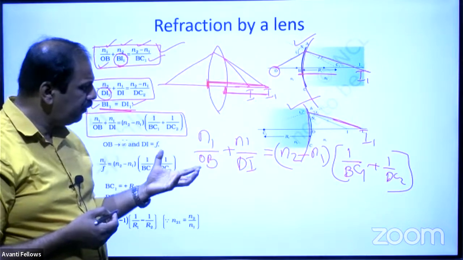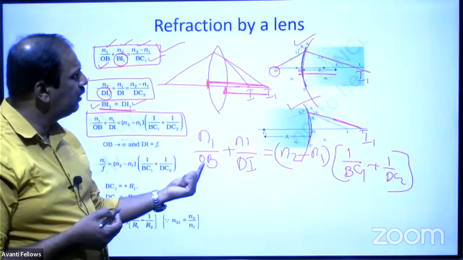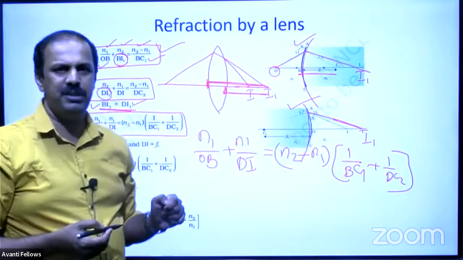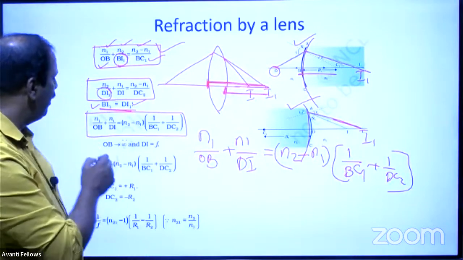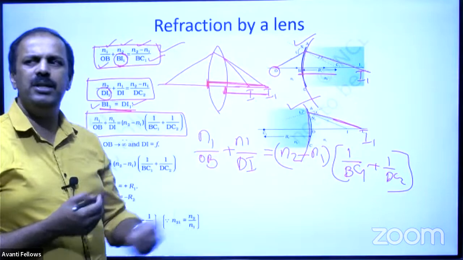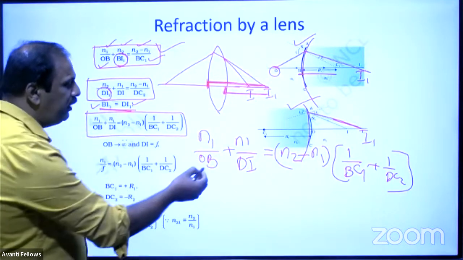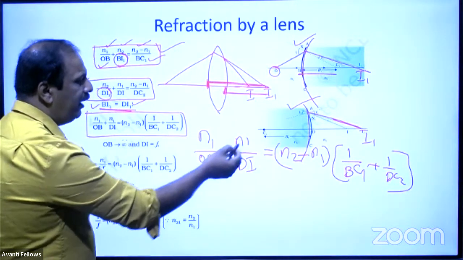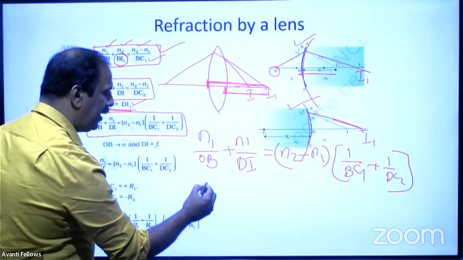Now, OB means what? This is the object distance. And what is this DI? That is the image distance. So we will go for a special condition, that is, when the object is at infinity, where the image is formed. You know, when the object is at infinity, the image will be formed at the focus. So if this is infinity, what will happen? This term will go. Then when the object is at infinity, the image is at the focus. So what can we write?